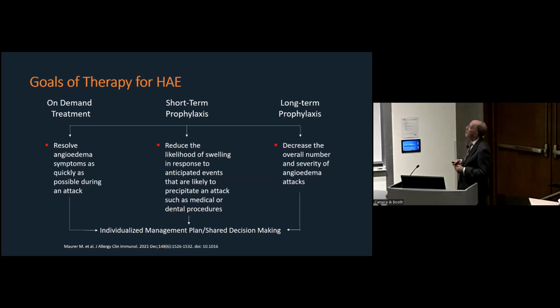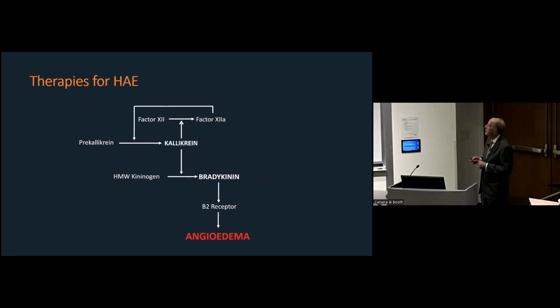So what are our goals of therapy? Obviously, stop attacks when they occur. So we call that on-demand treatment. We know that certain events like medical or surgical procedures, stress, et cetera, may cause an attack. So using a short-term prophylactic program during those events, and then long-term prophylaxis to try to decrease the overall severity of the angioedema attacks. And then obviously that all has to be worked out with the patient in an individualized management plan and shared decision-making as well.